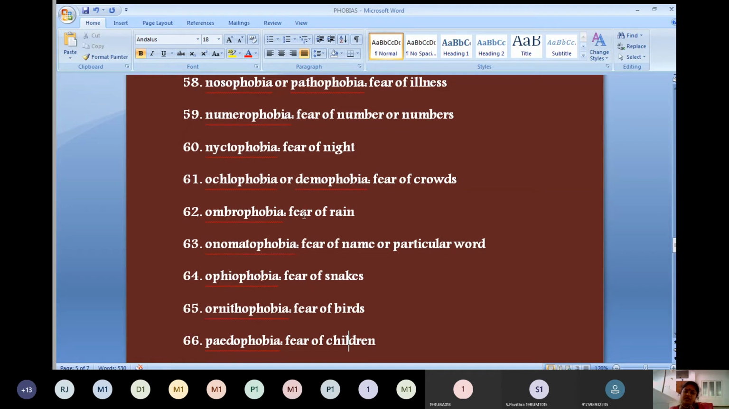Then fear of rain. மழை அப்படினாலே ஒரு பெயர் அச்சம். Ombrophobia. Then fear of name or particular word. ஒரு வேர்டை பார்த்தோ இல்லைன்னா ஒரு பெயரை கேட்டாலோ பார்த்தாலோ பயப்படுறது. That's called onomatophobia. Then fear of snakes, ophidiophobia. Herpetology means study of snakes. As you all know, ornithology is study of birds. So ornithophobia means fear of birds.